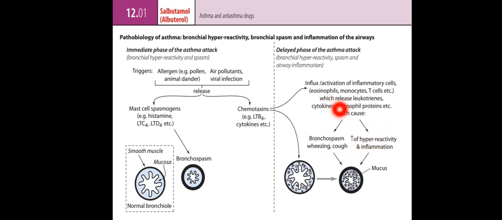There is that bronchospasm, and you've heard most of the people that have asthma, there is that wheezing, which can be an indication of an asthmatic attack, or you know that someone is asthmatic. Then there's also coughing, hyperreactivity, and inflammation of the airways.